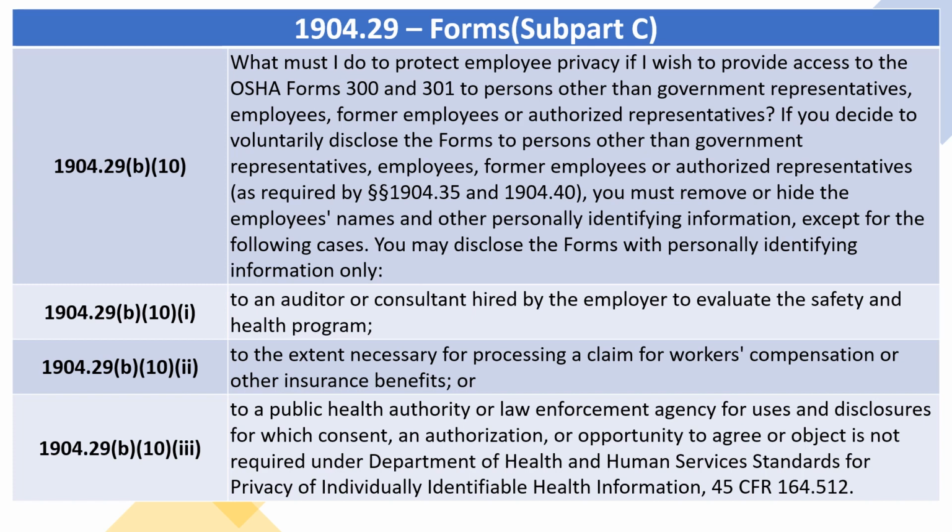1904.29(b)(10) through (b)(10)(3), to an auditor or consultant hired by the employer to evaluate the safety and health program, to the extent necessary for processing a claim for workers' compensation or other insurance benefits, or to a public health authority or law enforcement agency for uses and disclosures for which consent, an authorization, or opportunity to agree or object is not required under Department of Health and Human Services standards for privacy of individually identifiable health information, 45 CFR 164.512.